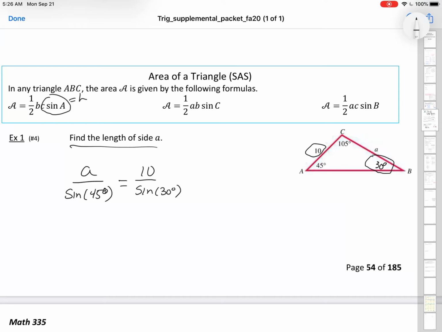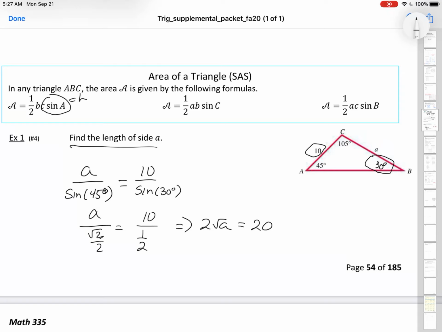Okay, so they pick something that we know. So this is A over sine of 45, which is root 2 over 2, is equal to 10 over sine of 30 degrees, which is 1/2. So what is that? If we fix this side, it is equal to 20. 10 divided by 1/2 is 20.